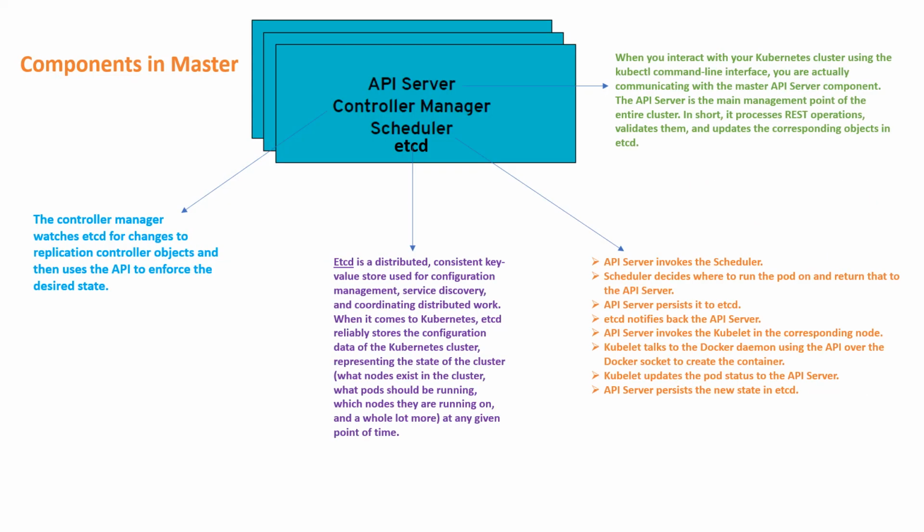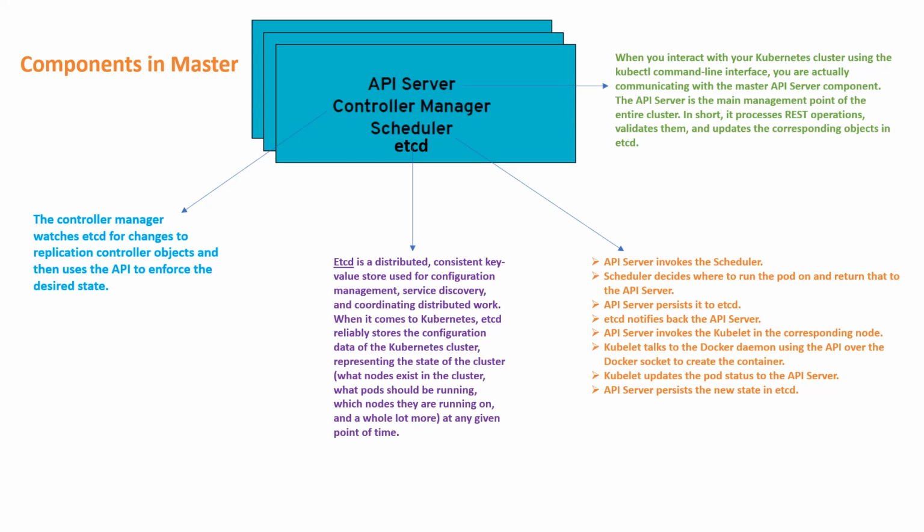Now let me come to the components in the master. There are four components in the master. One is the API server, second is the controller manager, third is the scheduler, and fourth is etcd. What is the API server? Whenever I make any communication to my Kubernetes cluster, the first communication goes to the API server. The API server listens to the command and then communicates all the way down accordingly. To make it simple, it processes the REST operation, validates all the incoming requests, and updates the corresponding objects in etcd.